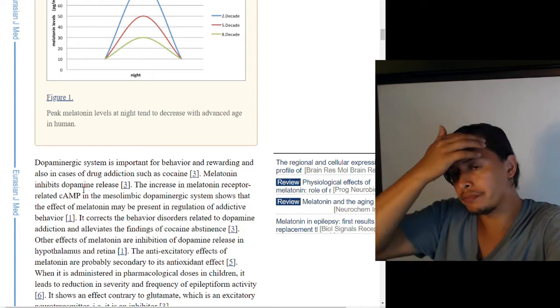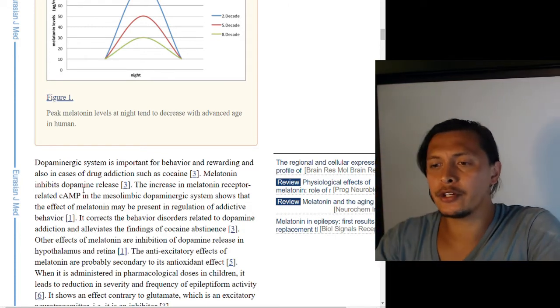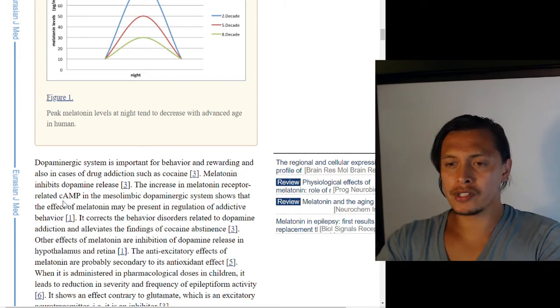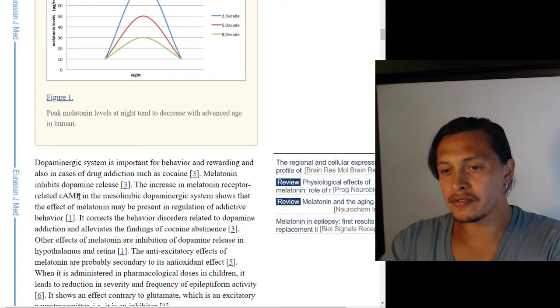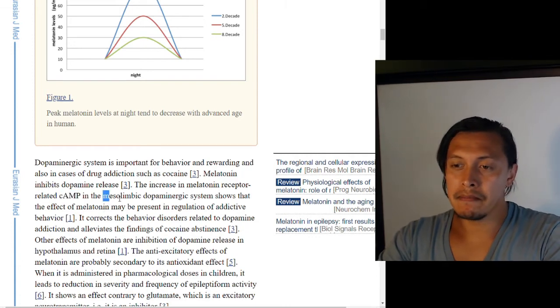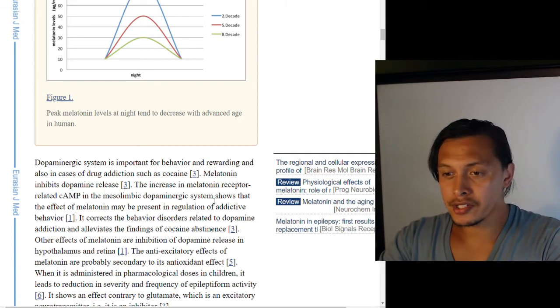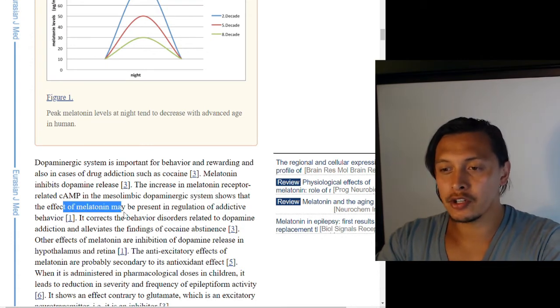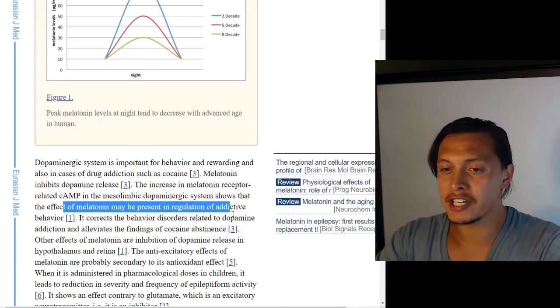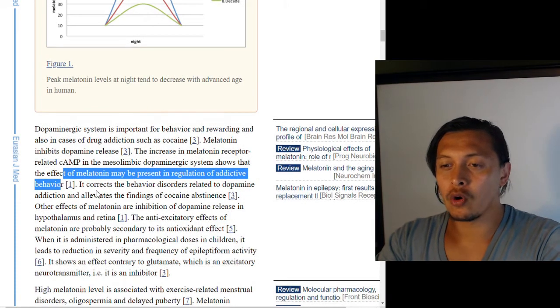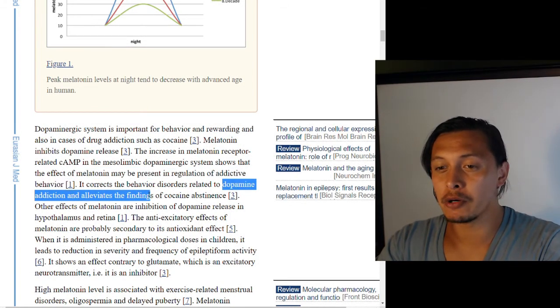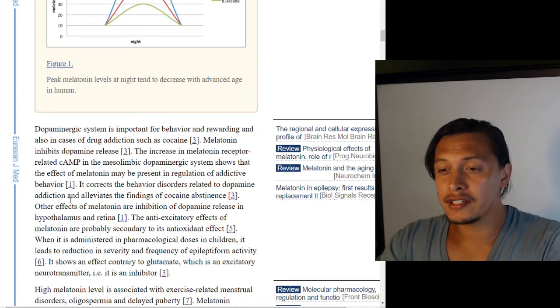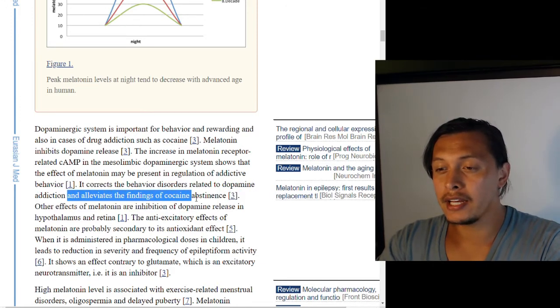Okay, good to know. Anyways, the increase in melatonin receptor-related cAMP, cyclic adenosine monophosphate is the name of it, in the mesolimbic dopaminergic system shows that the effect of melatonin may be present in regulation of addictive behavior. It corrects the behavior disorders related to dopamine addiction and alleviates the findings of cocaine abstinence.